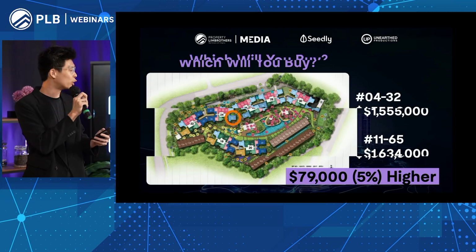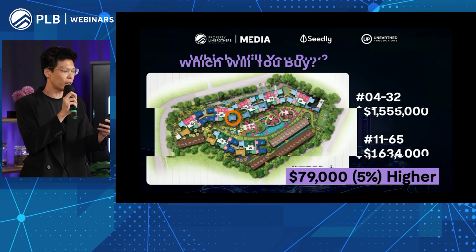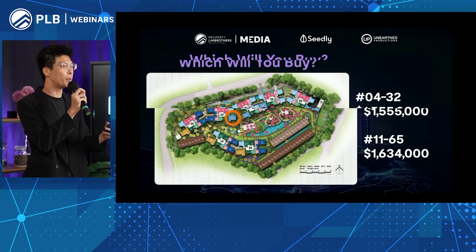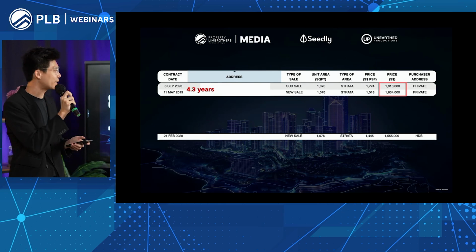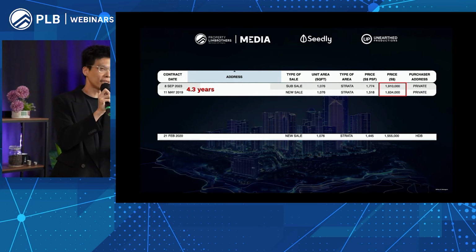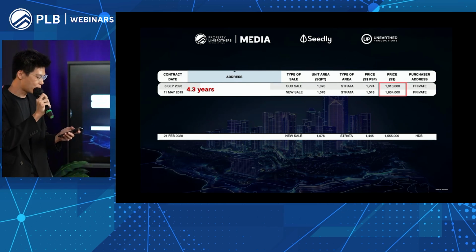Which one is it more for which? Should we be going for the lower priced unit or actually the better facing, more premium priced unit? The first unit, which is the premium facing, landed facing unit, actually went up from 1.6 million all the way to 1.9 million.